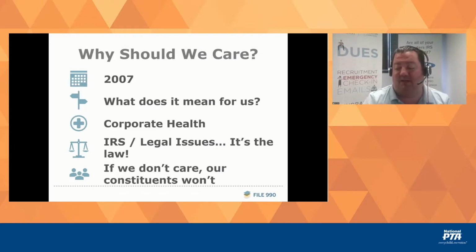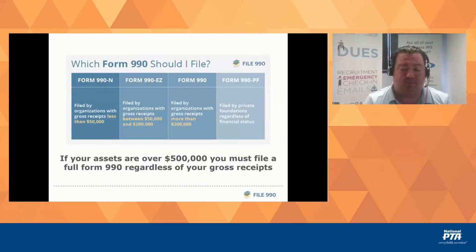If the state PTA doesn't prioritize it, if the treasurer or the president don't make it their priority, then the local leaders won't care because they don't understand it's something that they have to do. It's something that's a routine business item for them. So we feel, again, a good toolbox item for you is that you want to have a good corporate health and you want to make this a priority.